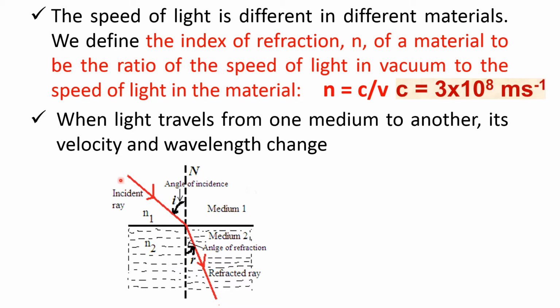And the light leaves a light source in medium 1. Let us say we have a light source here in medium 1, and the light will leave the light source and strike the point of incidence at the surface of separation between the two media. This is called the surface of separation of the two media.